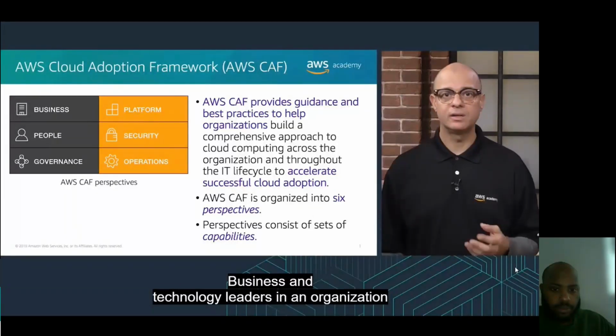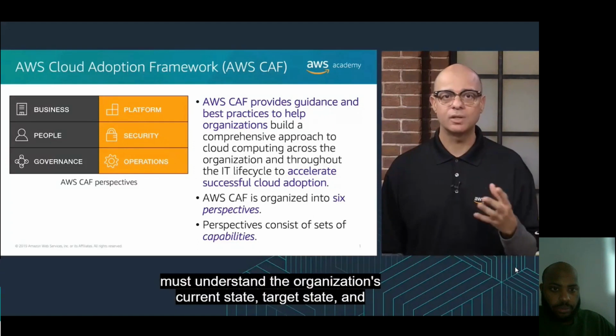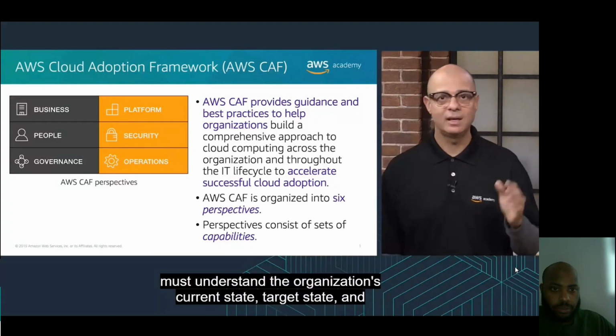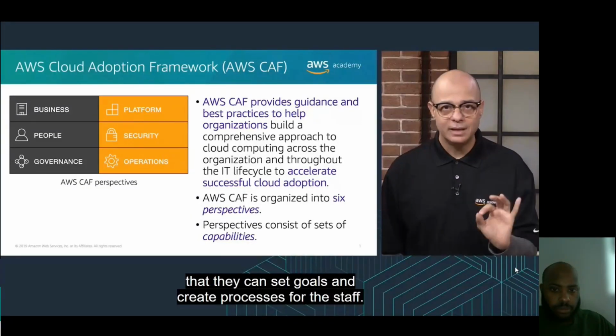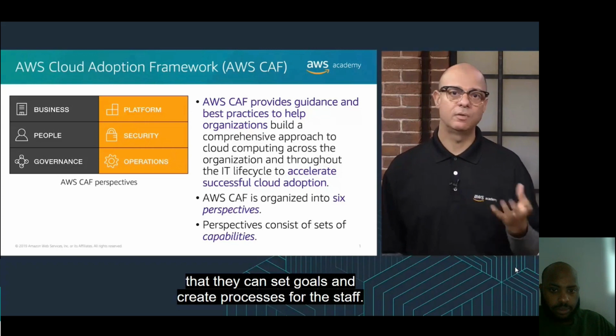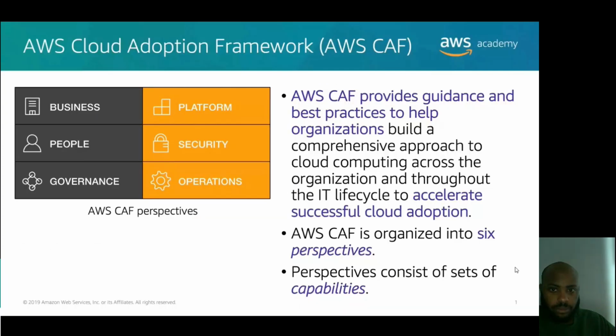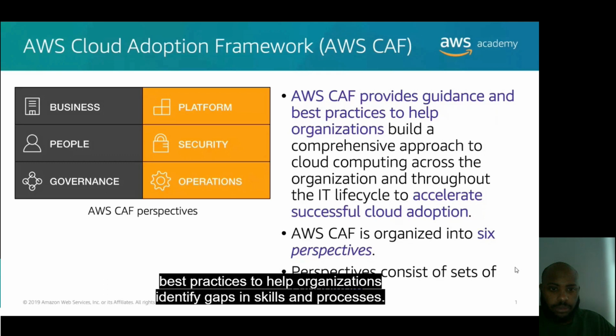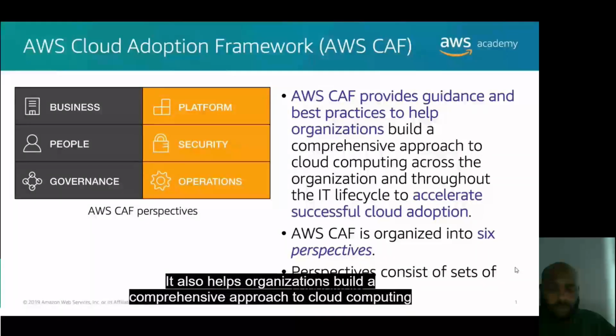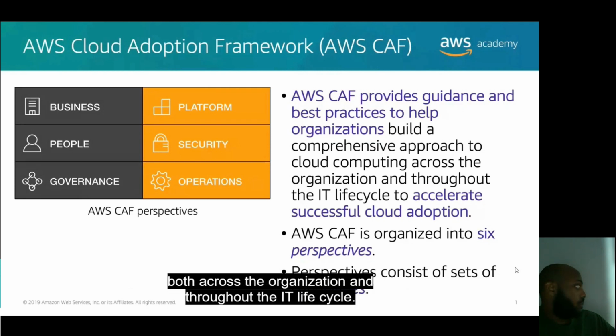Business and technology leaders in an organization must understand the organization's current state, target state, and the transition that is needed to achieve the target state so that they can set goals and create processes for the staff. The AWS Cloud Adoption Framework provides guidance and best practices to help organizations identify gaps in skills and processes. It also helps organizations build a comprehensive approach to cloud computing, both across the organization and throughout the IT lifecycle. This will accelerate successful cloud adoption.